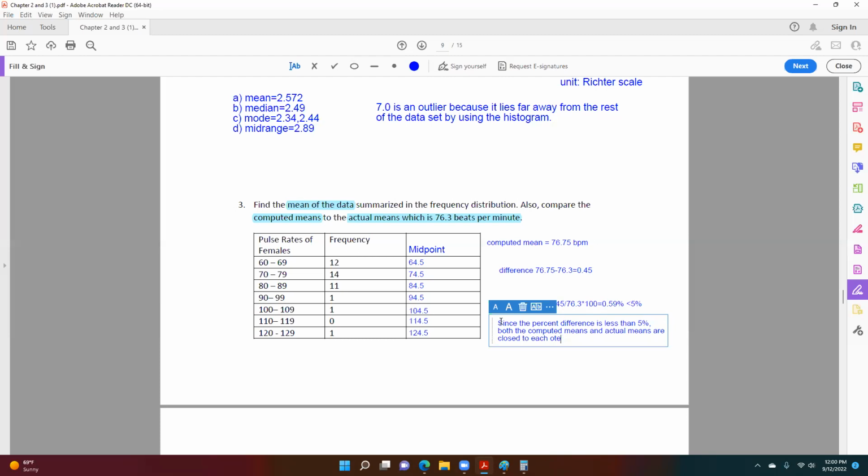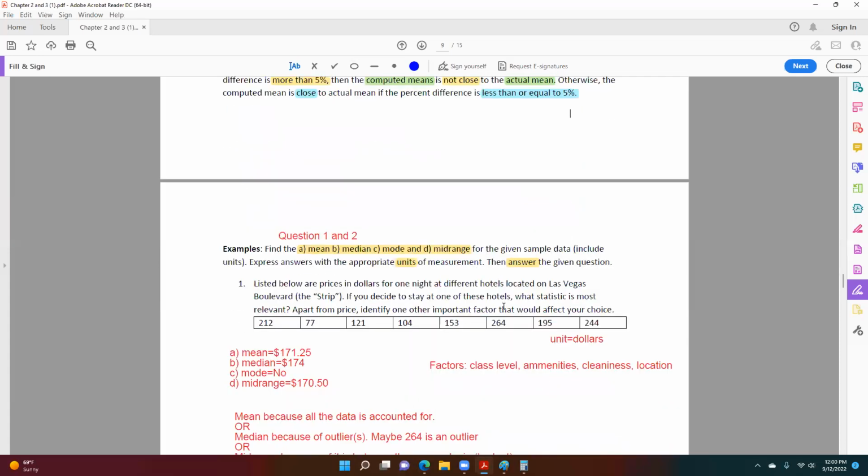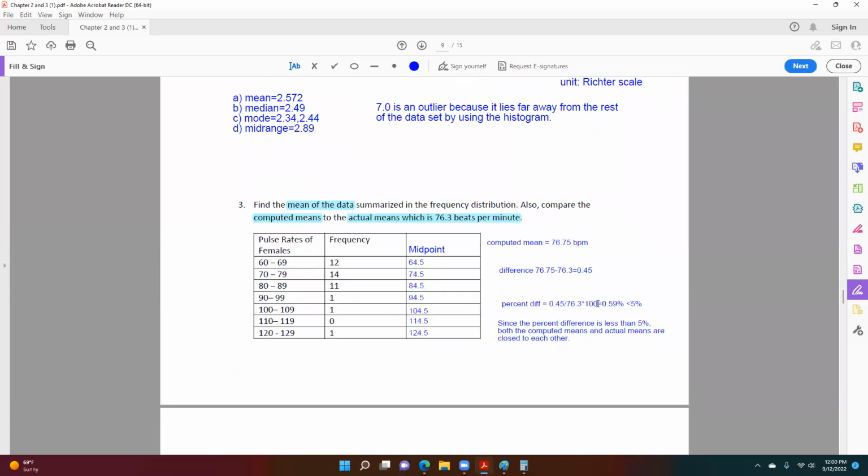So this is how you figure it out: if you look at your percent difference, if it's less than or equal to 5%, then they are close. Both of these means are close. Otherwise, if they are more than 5%, then they are not close at all. So in this case, we found out that this percentage is only 0.59%. So we can say that these two means are close to each other.